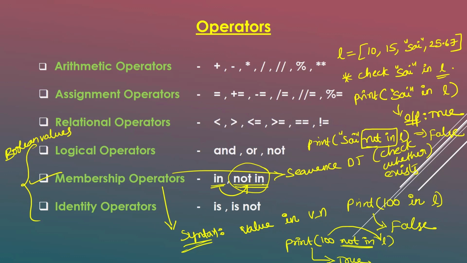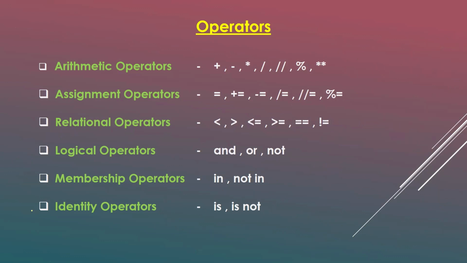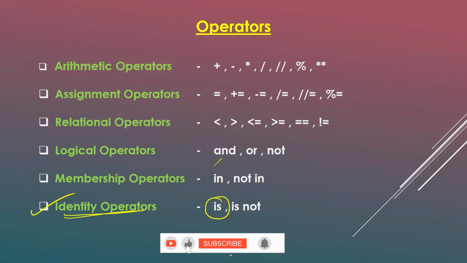This is what membership operators are. Let's discuss identity operators. Identity operators are used to check the identity of variables, whether those variables are occupying the same address or not, using the operators is and is not.